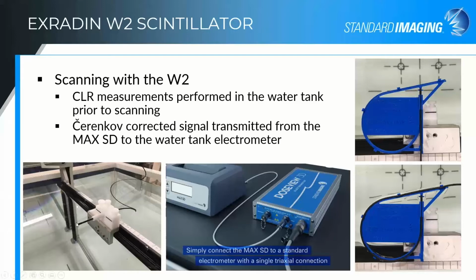The scintillator mounts in your water tank. There's an adapter sleeve that allows you to use your standard chamber holder in your tank. It can accommodate both the standard 8 millimeter diameter chamber holders and 7 millimeter diameter. The optical fiber is then plugged into the input of the Max SD. And then there's a triax output from the Max SD that goes into your water tank scanning electrometer. So really this just acts as a pass-through intermediary between the detector and the water tank electrometer.